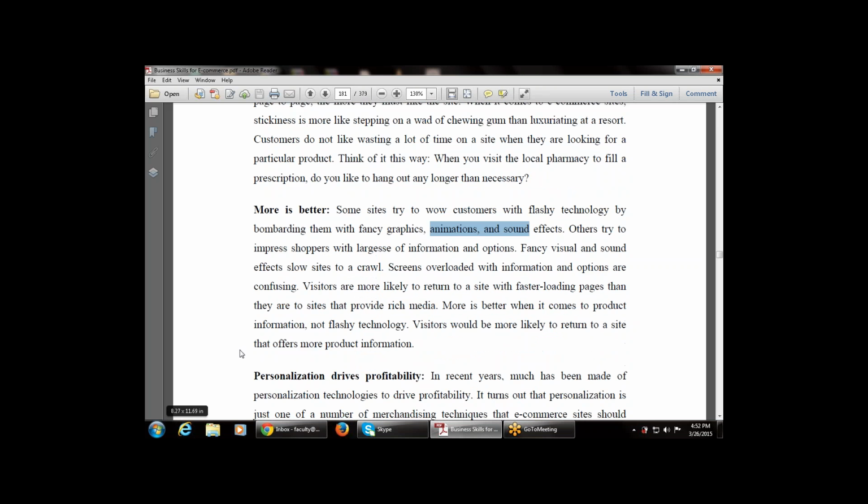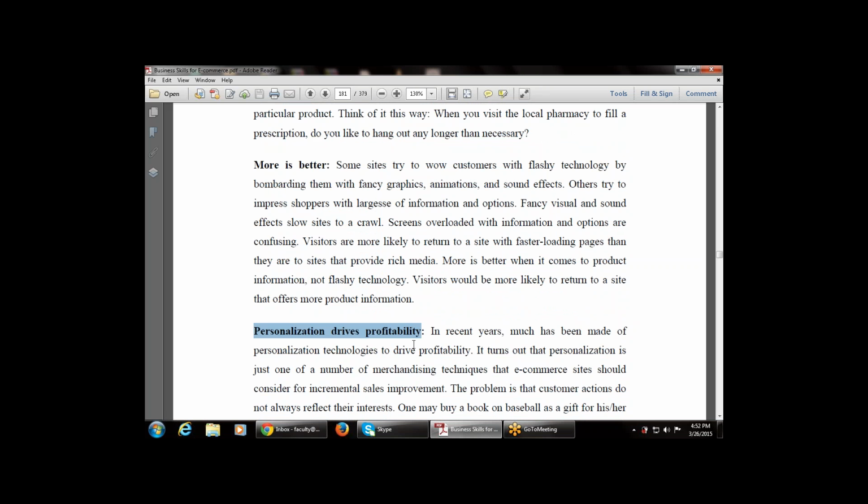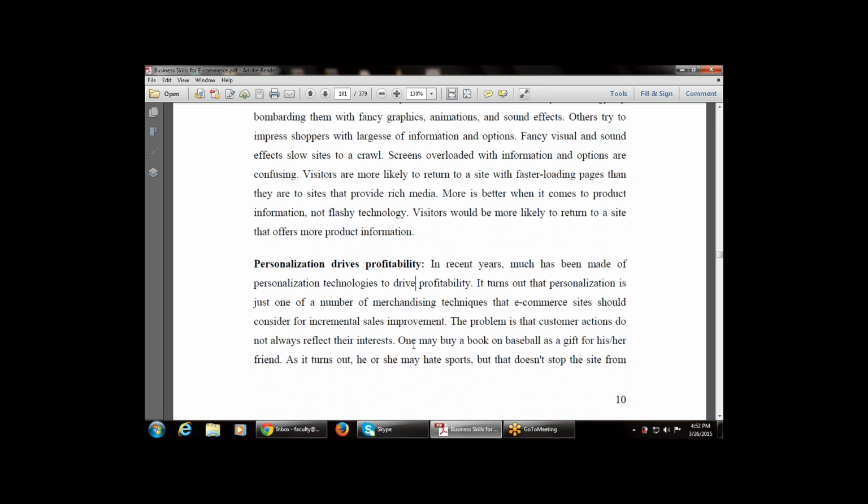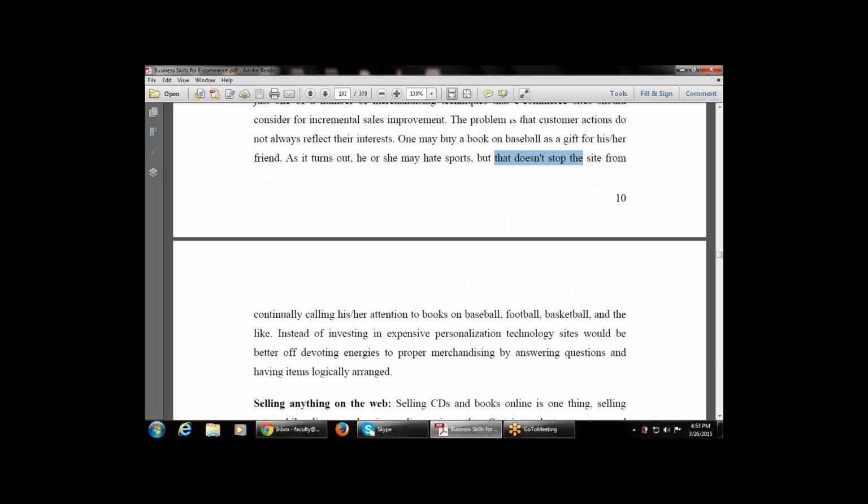So why do people not prefer online retailing? Personalization drives profitability. That is, most people think that whenever there is online retailing, more profit will go to the online retail business. The problem is that customers' actions do not always reflect their interest. One may buy a book on baseball as a gift for his or her friend. As it turns out, he or she may hate sports, but that does not stop the site from continually calling his or her attention to books on baseball.